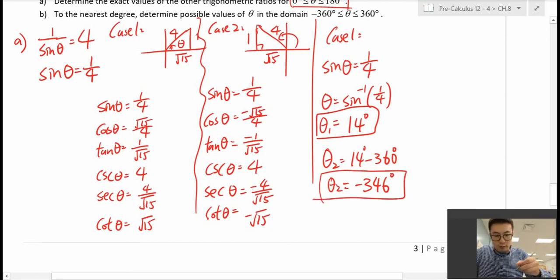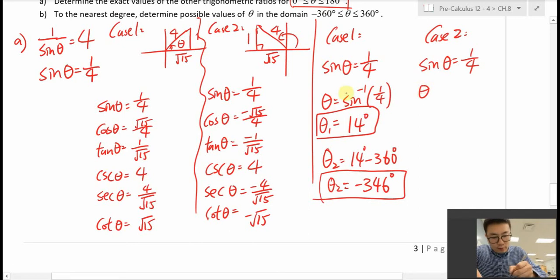And again, I can keep subtracting 360, but I think it's clear if you subtract another 360, it's going to be way less than negative 360. So that's my first two answers. And now I can look at my case 2, because it does not have to be in the first quadrant. It could be in the second quadrant. In that case, you still do this. I know that because sine in the second quadrant is still positive.